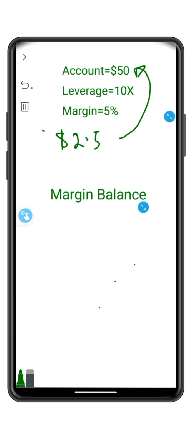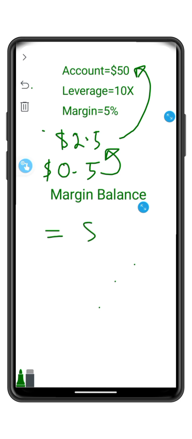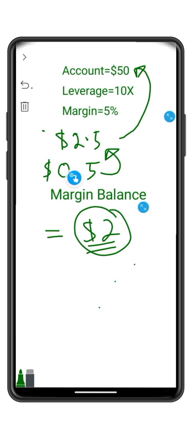So let's make this a little bit understandable. Let's go back to the isolated margin. You enter the trade, all right, and this is your margin. So let's say you're losing $0.5, all right? So if we remove it from there, you're gonna have how much? Just $2. So your margin balance will be $2 because you are losing $0.5 from your margin.